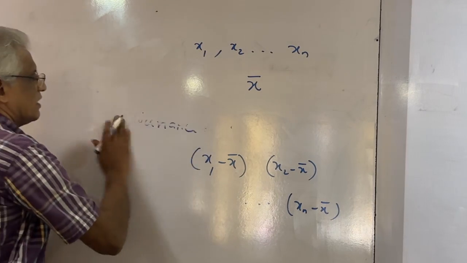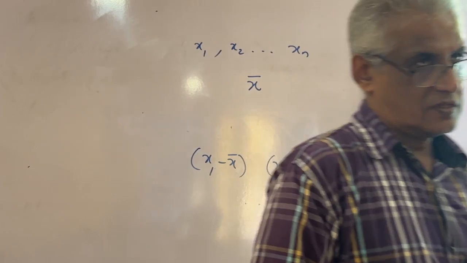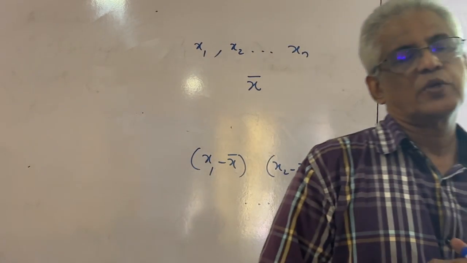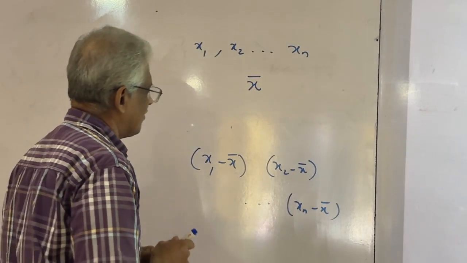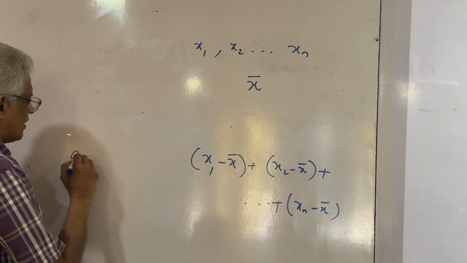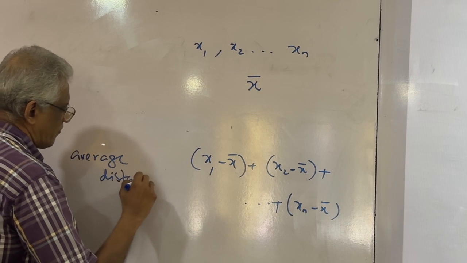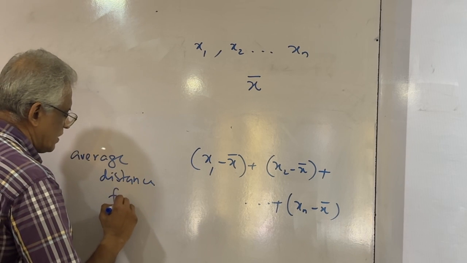So it's not the variance yet. If you want to look at the average distance, what you can do is just add them up and divide by n. That will give you the average distance from the observations to the mean.